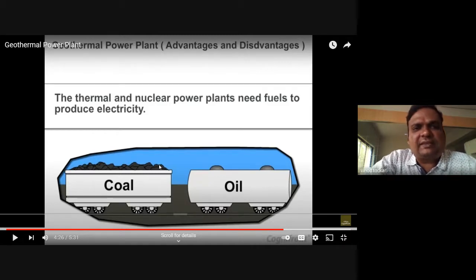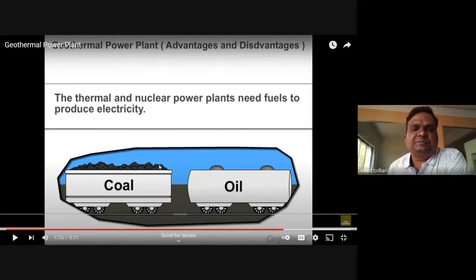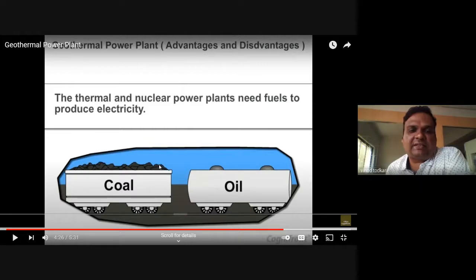Okay. So if it is a thermal power plant or if it is a nuclear power plant, tell me, in a nuclear power plant, which fuel is required? Nuclear fuel. Which are the different nuclear fuels available?